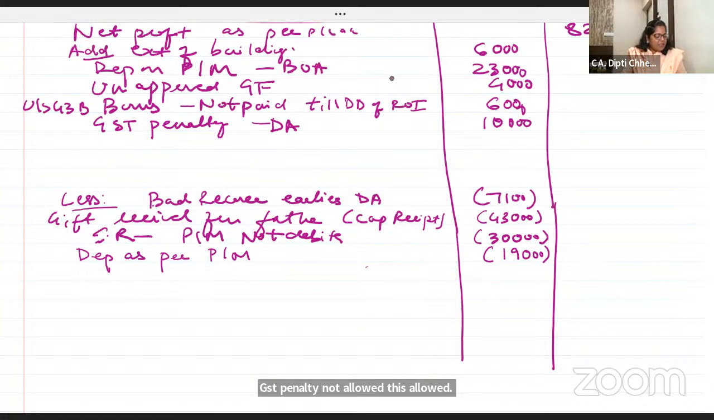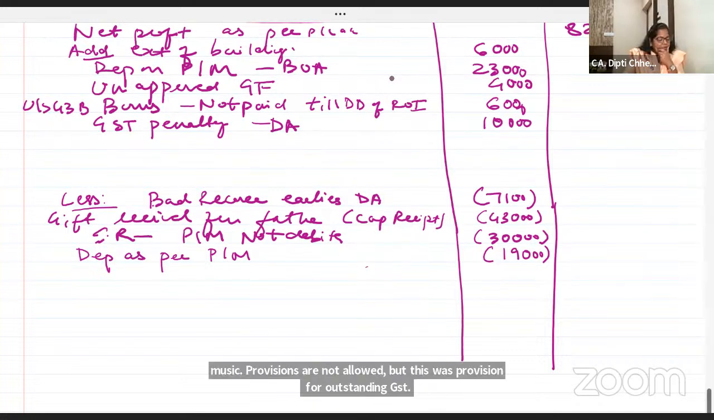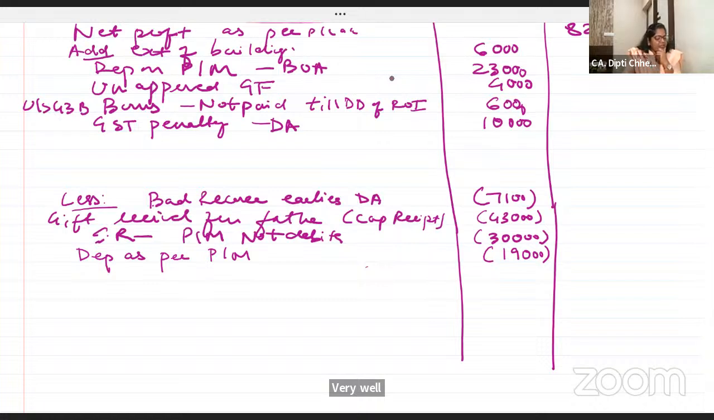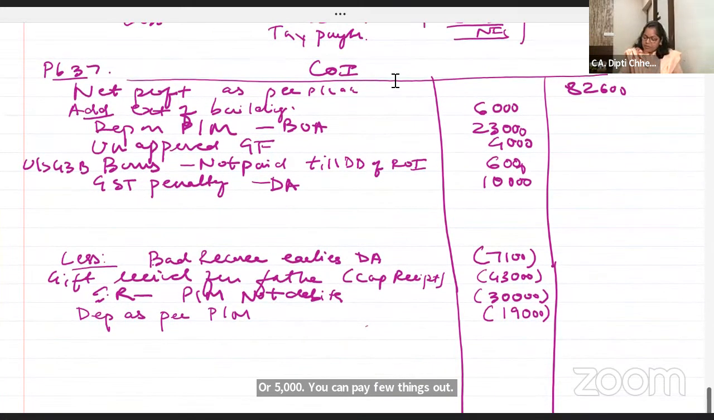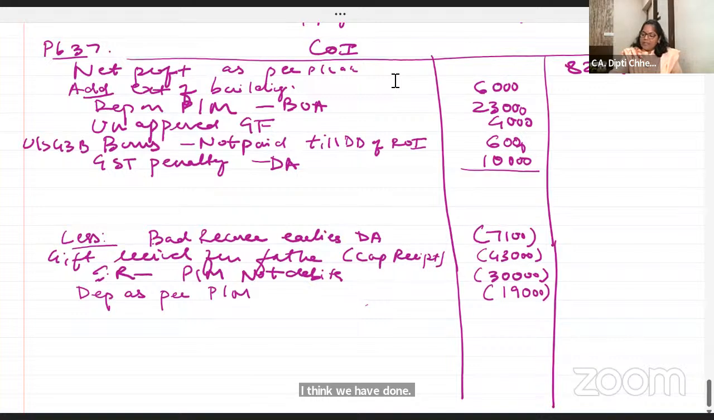Provision for GST. Outstanding GST which is liable paid on July 10. Okay, GST provision. Ma'am, you said provisions are not allowed, but this was provision for outstanding GST. Very well paid on 10th of July. So allowed. Salary to staff includes a payment of pension of 5,000. You can pay. Few things are allowed. I think we have done with. So add back now. 6,000 plus 23,000 plus 4,000 plus 6,000.